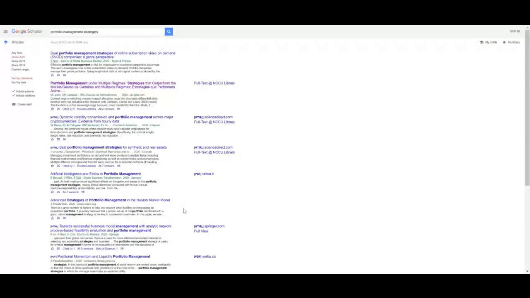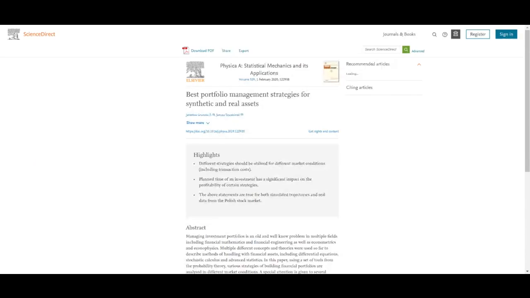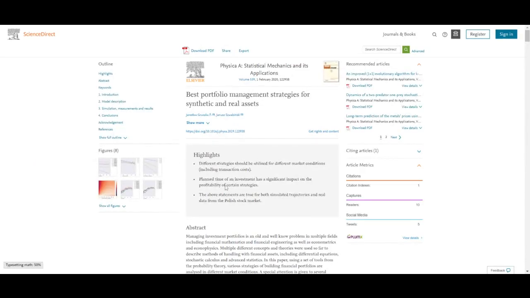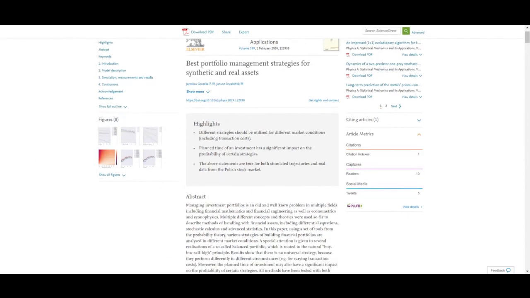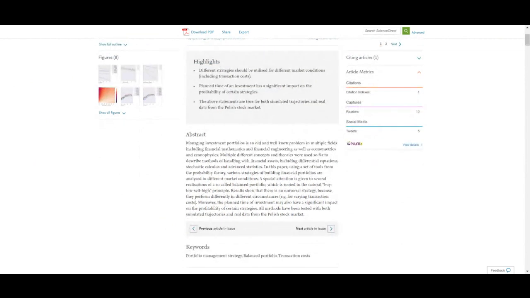Now let's look at this one here. You can also read here, best portfolio strategies for synthetic and real estate. Let's see what they're talking about. So this is a different journal, and you can see the structure is also different. But basically, what they have here is the highlights. Different strategies should be utilized for different market conditions. And then they have the abstract. Managing investment portfolio is an old and well-known problem in multiple fields. So they're already talking about fields, because you guys talked about different fields, right? Yes. So they have financial, mathematics, engineering, and things like that.